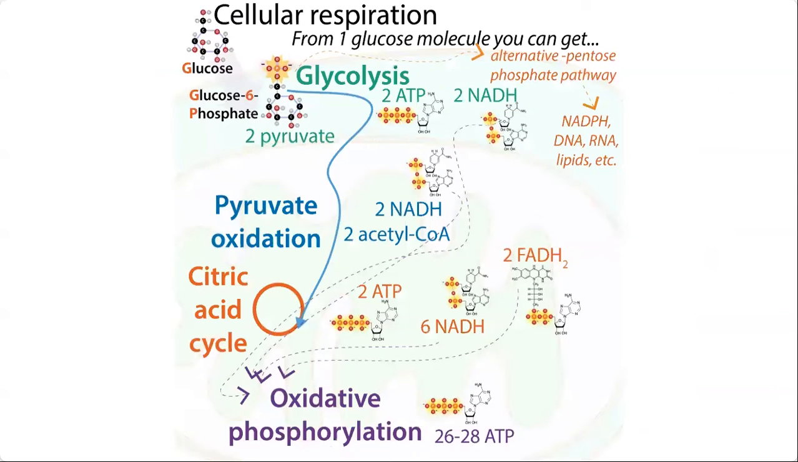So although we're going to talk about cellular respiration as being, okay, we take glucose, we take our blood sugar, and we're going to break it down. We're going to go through glycolysis, turn it into pyruvate. We're going to go through the citric acid cycle, that Krebs cycle.